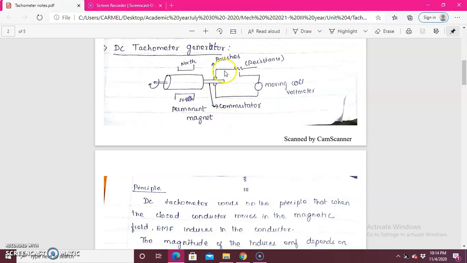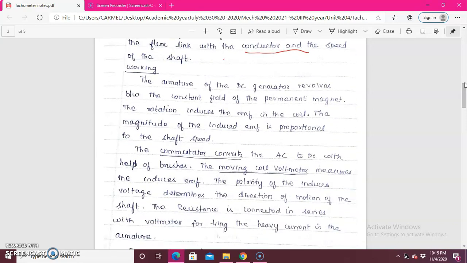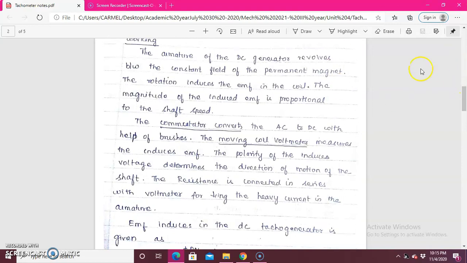Due to this commutator and brushes, an EMF will be induced. This DC tachometer works on the principle that when a closed conductor moves in a magnetic field, there will be an EMF. That is the electromagnetic induction principle. The magnitude of the EMF depends on the flux linkage with the conductor and the speed of the shaft. The working is this: when the armature of the DC generator revolves, that means it rotates in the field of the permanent magnet, the rotation induces the EMF. That EMF is proportional to the speed.